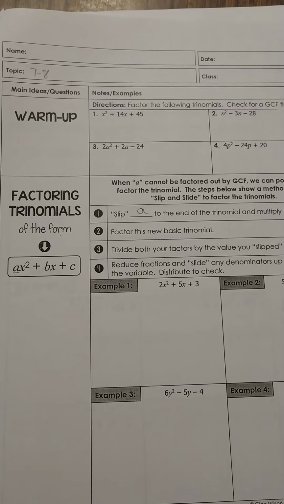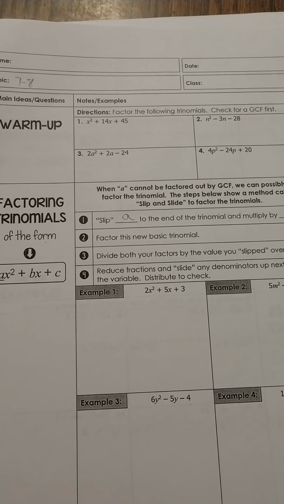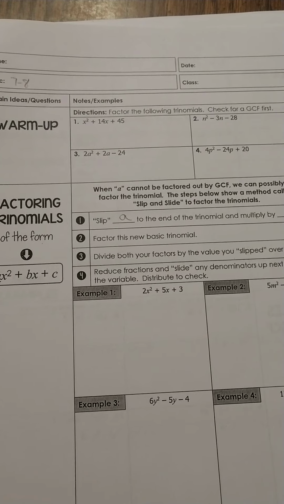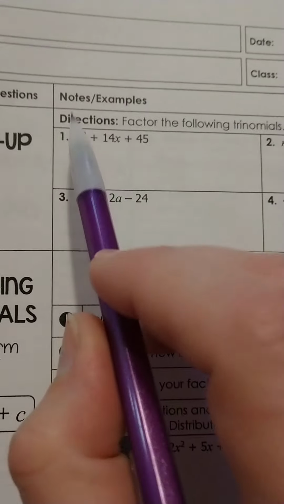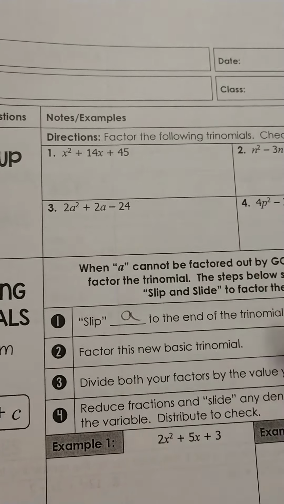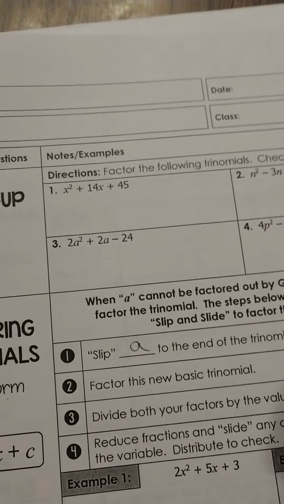So the first four are warm-up problems. You're just factoring. Make sure you look for a greatest common factor first. So number one, there we go. You've got a 1, a 14, and a 45. They have nothing in common, so we're going to go ahead and factor.